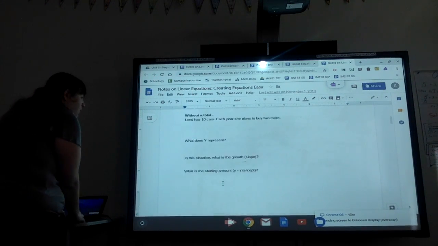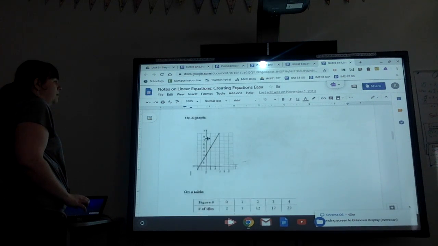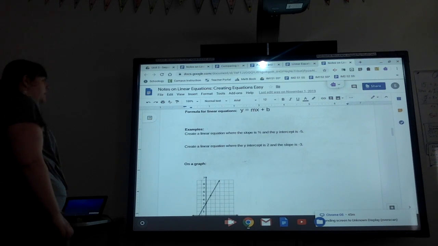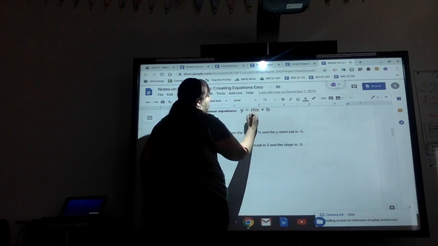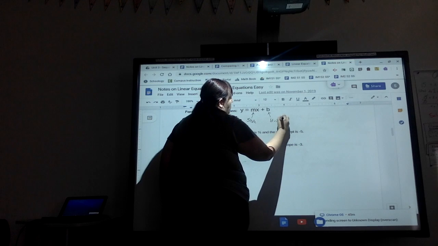So if we can go to the back page, we find I've written that the formula is y equals mx plus b, where m is the slope and b is your starting amount, your y-intercept.